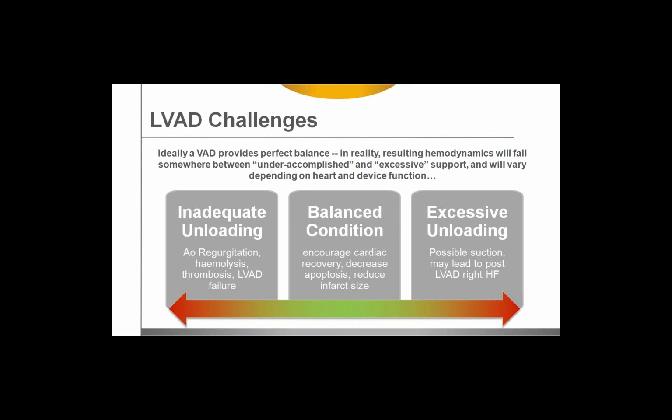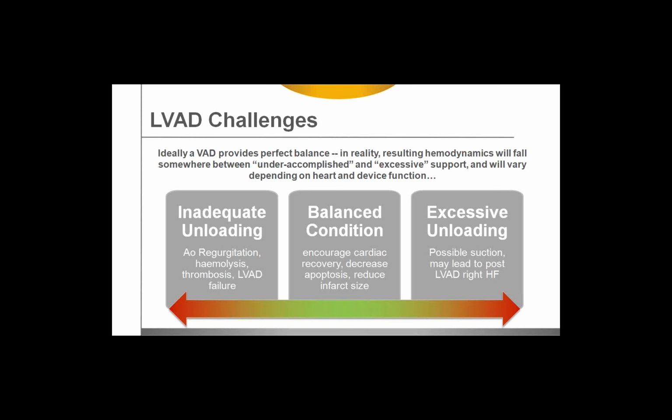In the middle, you can see balanced conditions, which encourage cardiac recovery, decrease apoptosis, and reduce infarct size. But you can also have inadequate unloading, which is on the left side. In that box, you can see what's happening with inadequate unloading. You have, for example, aortic regurgitation, hemolysis, thrombosis in the system and LVAD. It sometimes leads to LVAD failure.